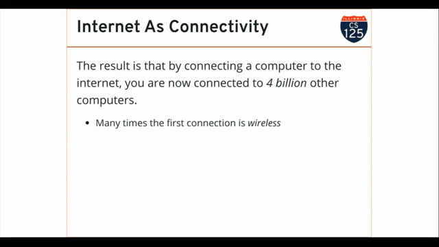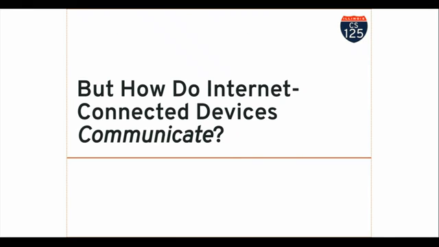So a lot of times, your first connection is wireless. After you get there, wired hops all the way there. All right. We talked a little bit last time about communication protocols. So now we have a communication medium. We have a way for me to send data, to send numbers, to send information from one machine to another.